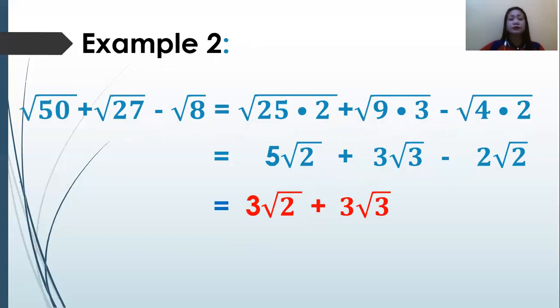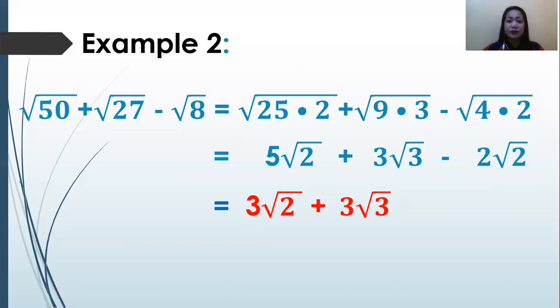Example number 2. The square root of 50 plus the square root of 27 minus the square root of 8. So the same process, students. Let's start with the square root of 50, which is equal to the square root of 25 times 2, plus the square root of 27, which is the same as the square root of 9 times 3. And the minus square root of 8 is the same as minus the square root of 4 times 2.